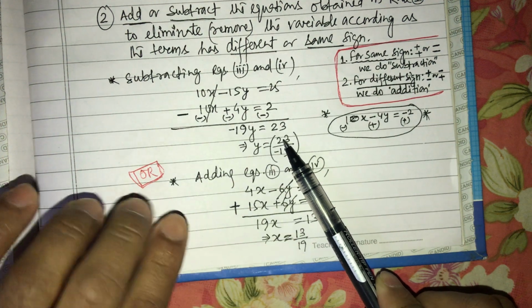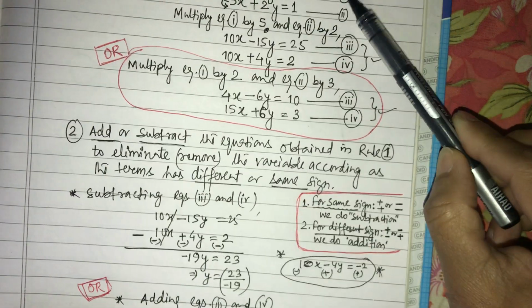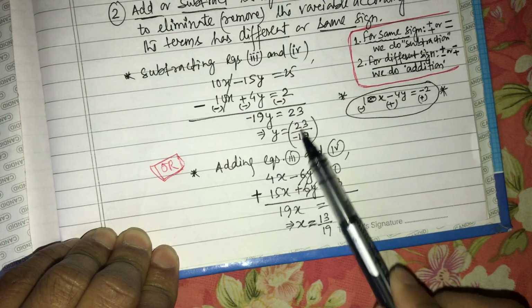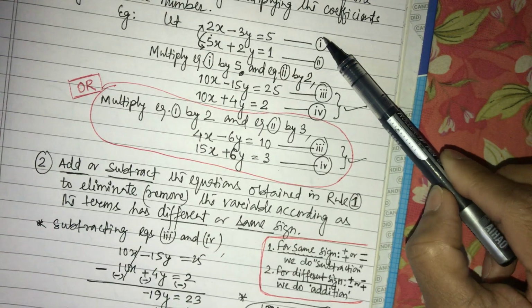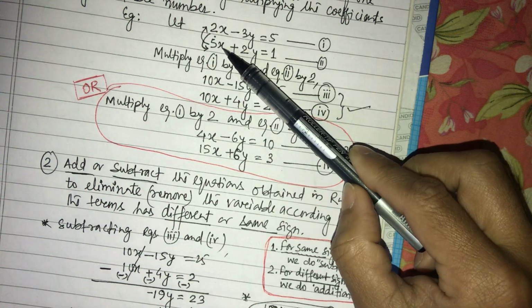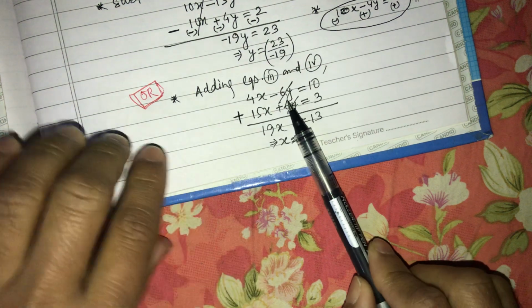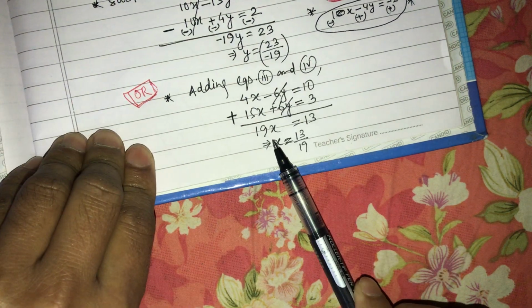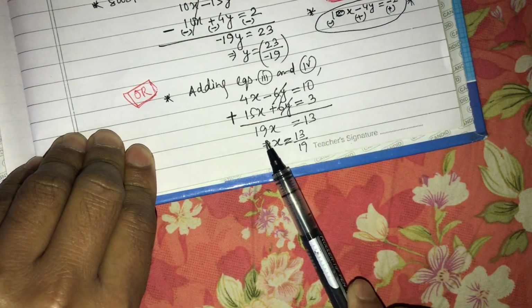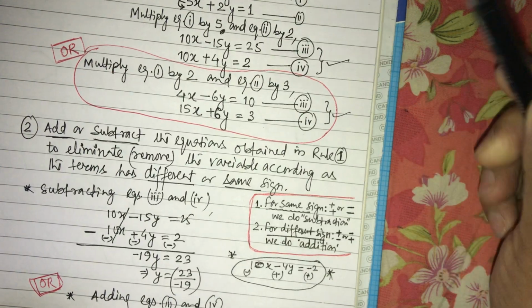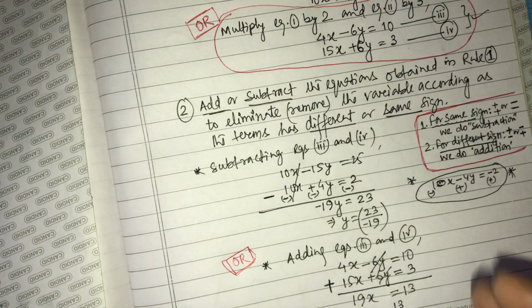So in either case, if someone goes for this one, he or she will get the y value, and will substitute this y in equation number 1 or 2, anywhere, and you'll get the value of x, and the thing is done. And those who go for this option, they will use x value as 13 by 19, and that value of x they will substitute either in 1 or 2 to get the value of y. Okay, this is how we move on to rule number 3. So let's go for rule number 3.